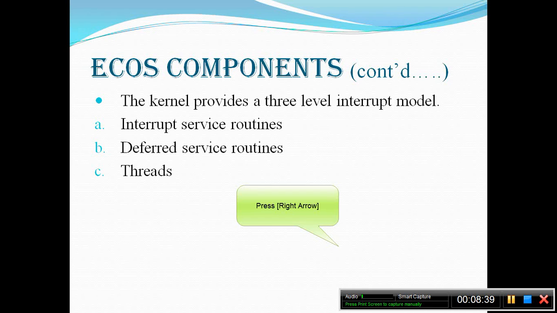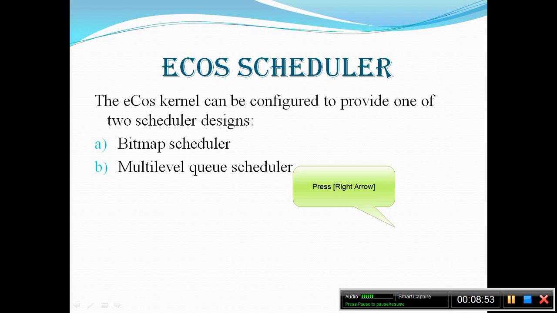the threads. Next are the threads, the clients of the driver. Threads are able to make all API calls and in particular are allowed to wait on mutexes and condition variables. Next is the eCos scheduler. The eCos kernel can be configured to provide one of two scheduler designs, that is the bitmap scheduler and the multi-queue scheduler. Let us see in detail.